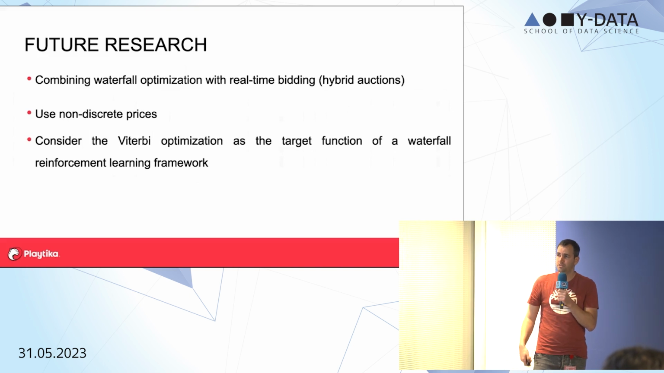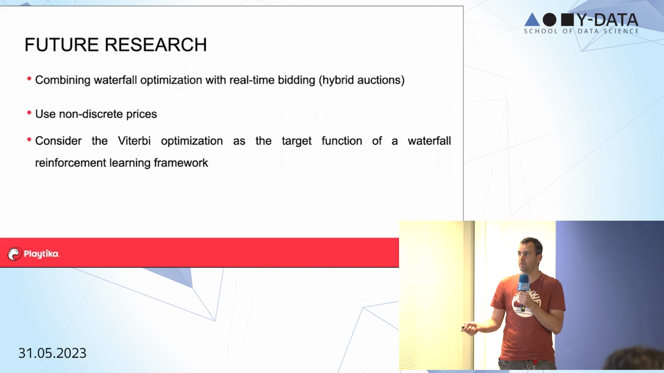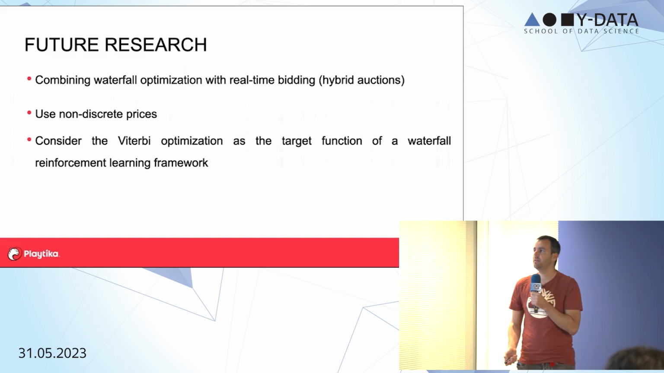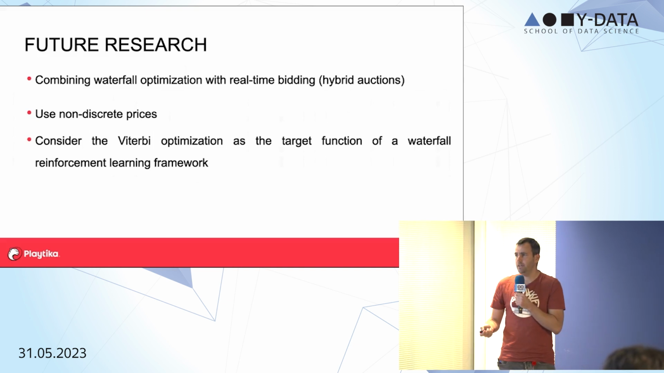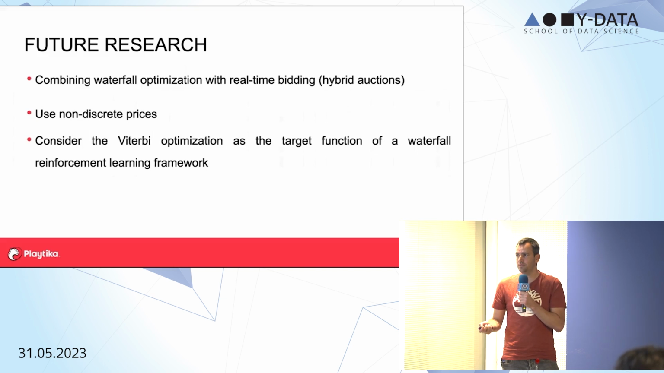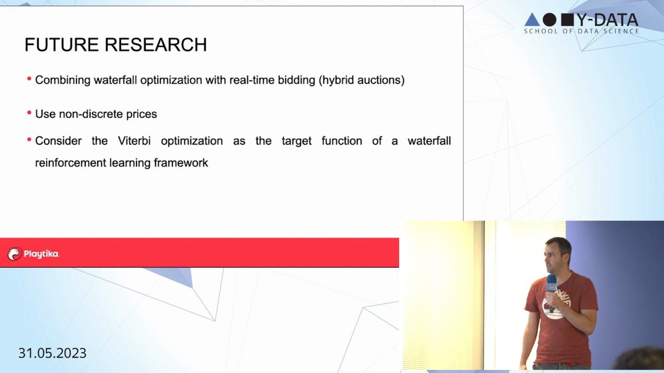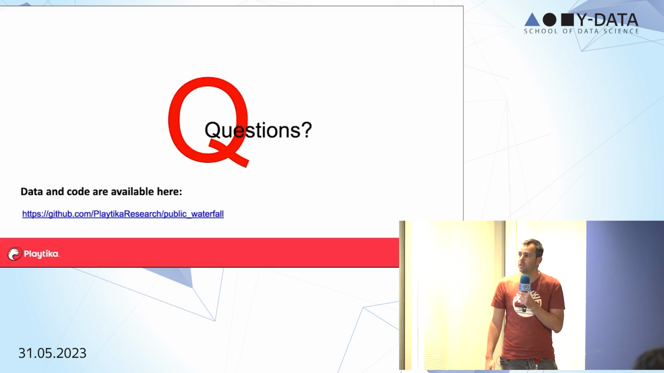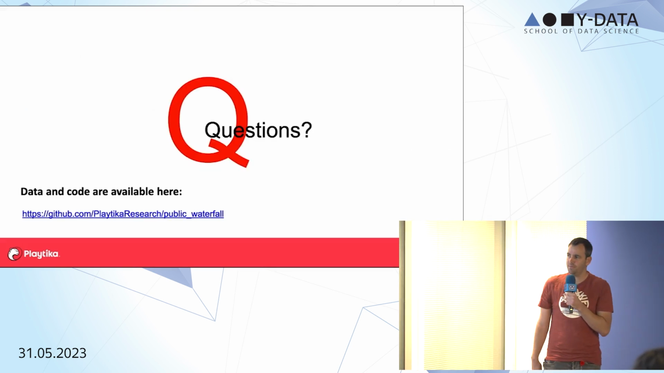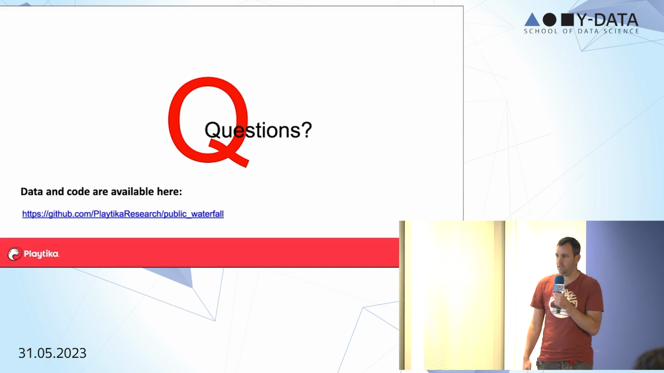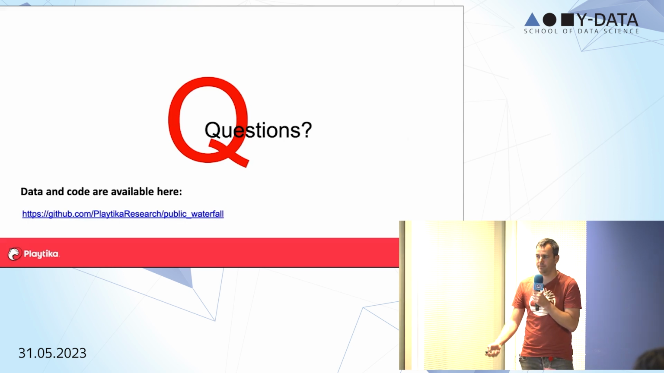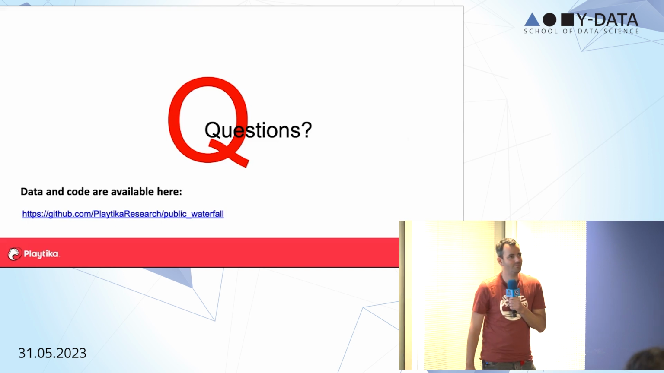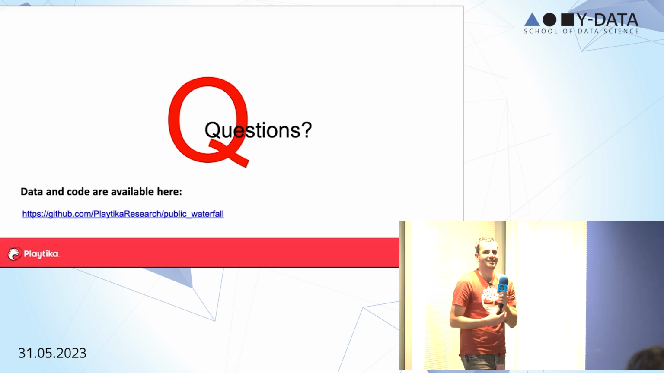Finally, future research should concentrate on combining waterfall optimization with real-time bidding, as you mentioned, like hybrid auctions, to use non-discrete prices, and to consider the Viterbi as a target function of a waterfall reinforcement learning framework. If someone is interested, the code, the data, the paper and everything is publicly available. And that's it. If you have any questions.